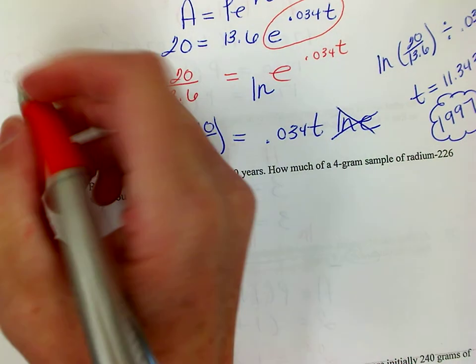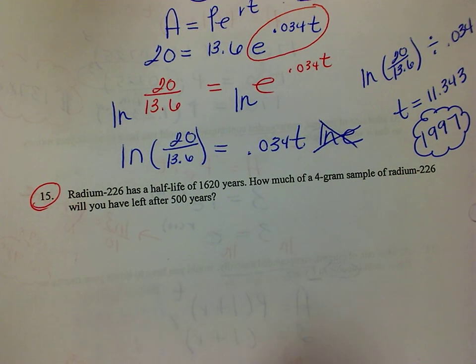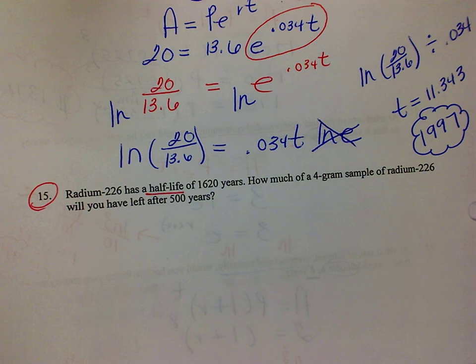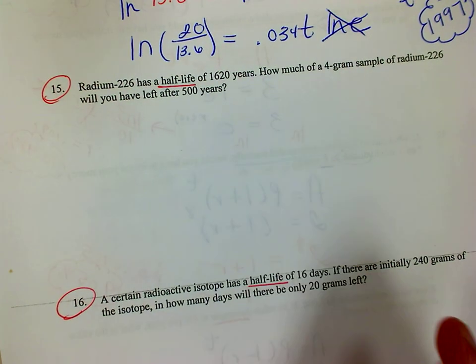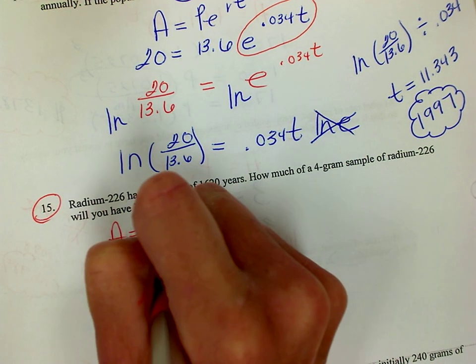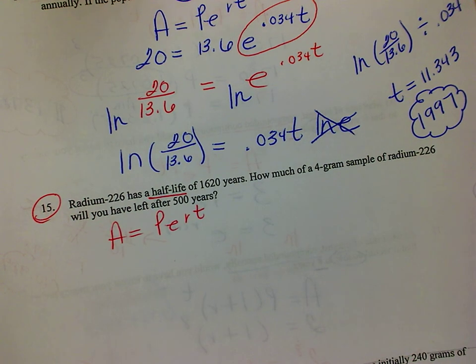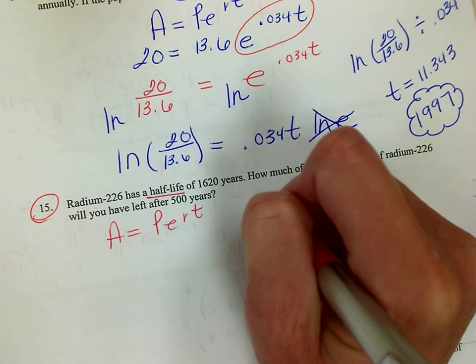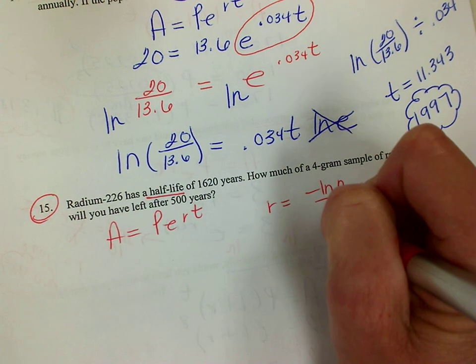Okay, the last two have to do with half-life, because I see the word half-life. So whenever it says half-life, I need to make sure that I use two formulas. The first one's Pert, and the second one is either r equals or h equals. Since I know what the half-life is, then it's going to be r equals, because I don't know what it is.